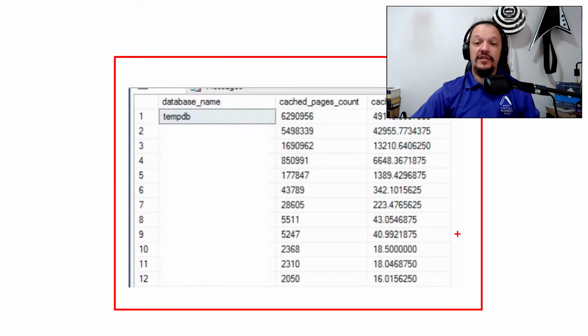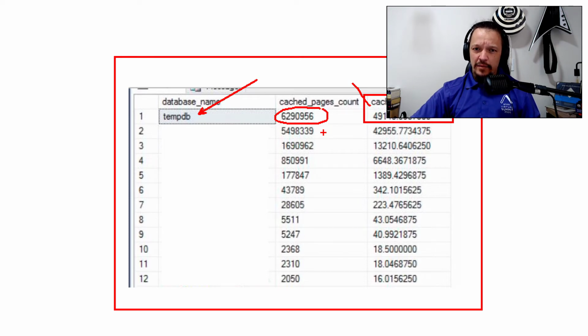You look at the buffer descriptors, which is the database that is taking most of your data cache, TempDB. TempDB is going to be there. This is very, very common. This is a print screen from one of my clients. And as you can see, TempDB was using 49 gig of my memory. Do we really want this? Probably not. And probably most of those pages are dirty.